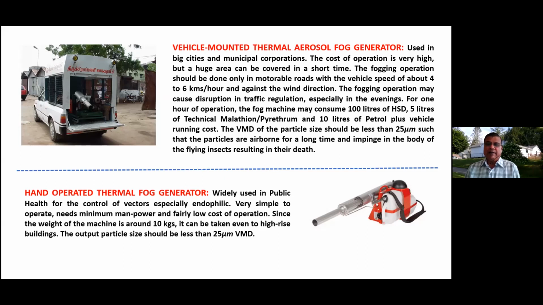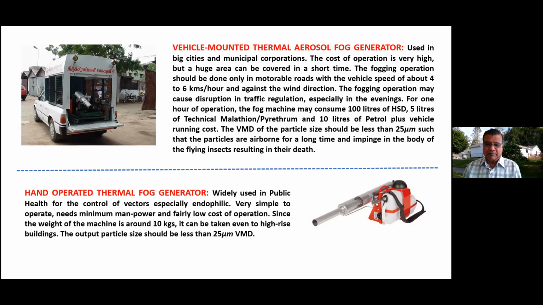The VMD, volume median diameter, of the particle size should be less than 25 micron, so that the particles are airborne for a long time and impinge on the body of the flying insects, resulting in their death. This is the principle behind that. So when you use a big machine like this, there are two or 3 points. One is the cost, the other one is the speed of the vehicle and its direction against the wind. Then the traffic regulations. We inform the concerned authorities regarding the movement of the vehicle.